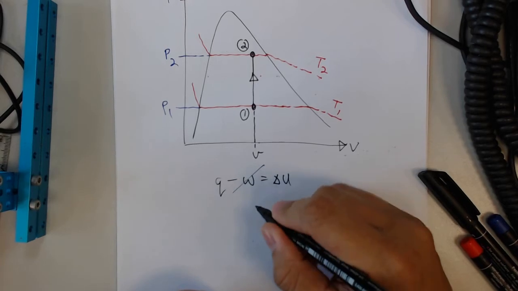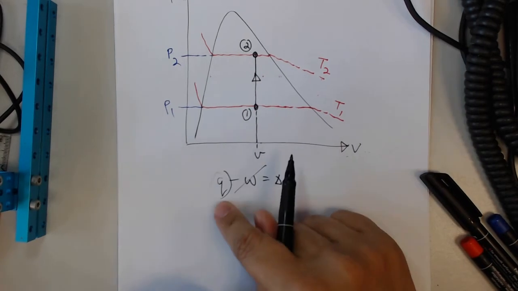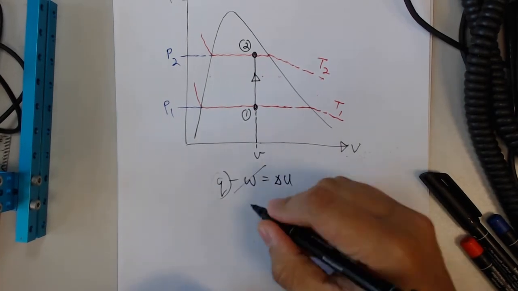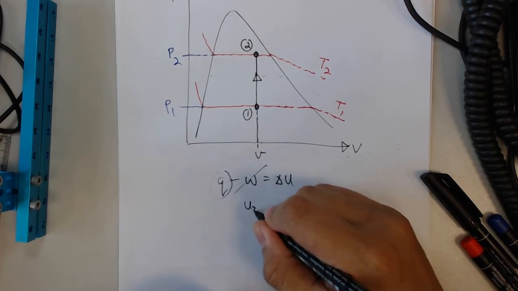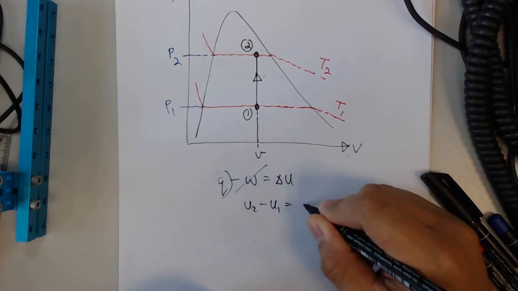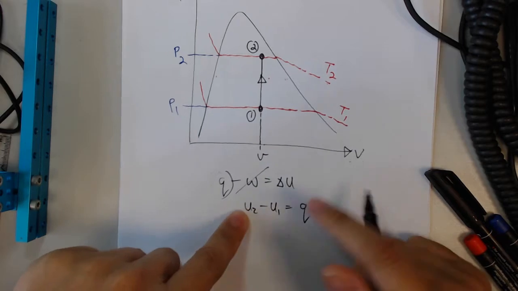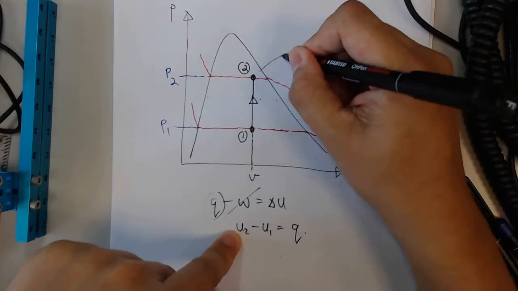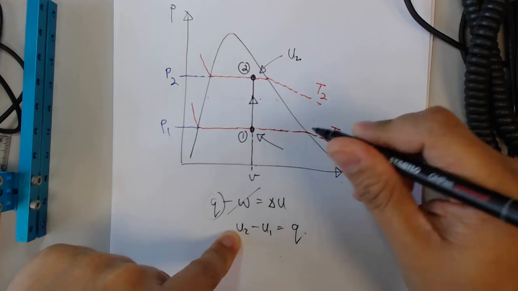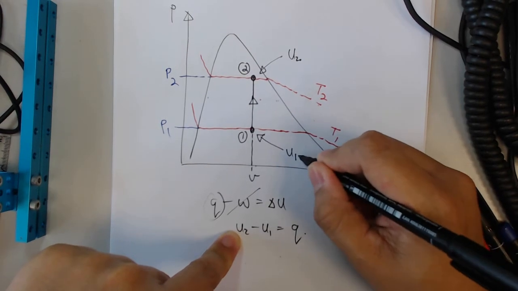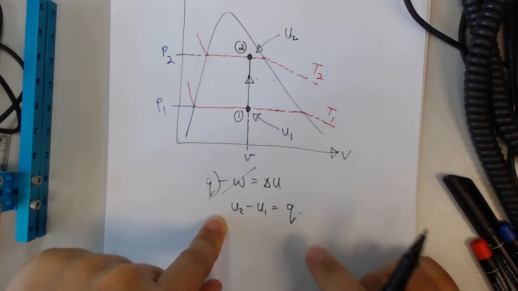So you can actually calculate the heat that is being transferred just by comparing the internal energy. For this case, U2 minus U1 will be equal to Q. And for U2, you just use the dryness fraction equation to find U2 over here, and you use the dryness fraction equation to find U1 over here, then you can find the value Q.